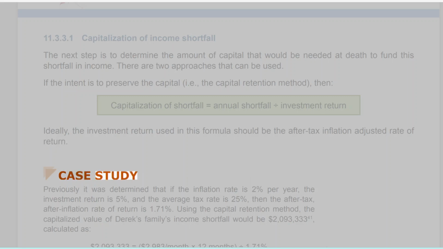Case study. Previously it was determined that if the inflation rate is 2% per year, the investment return is 5%, and the average tax rate is 25%, then the after-tax, after-inflation rate of return is 1.71%. Using the capital retention method, the capitalized value of Derek's family's income shortfall would be $2,093,333, calculated as $2,093,333 equals $2,983 per month times 12 months, divided by 1.71%.